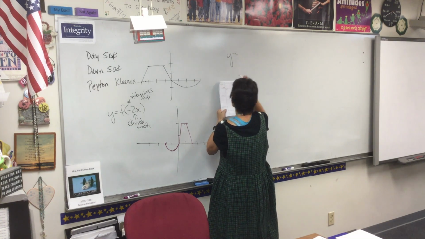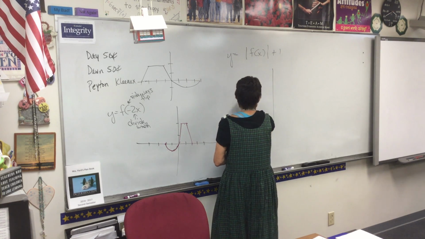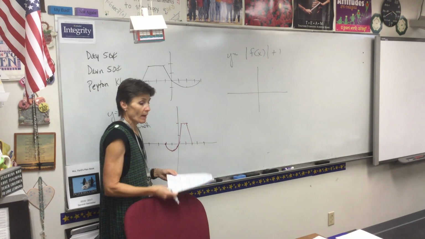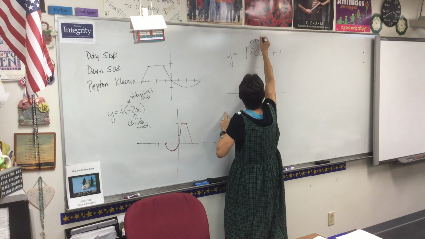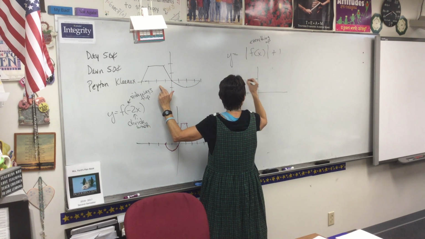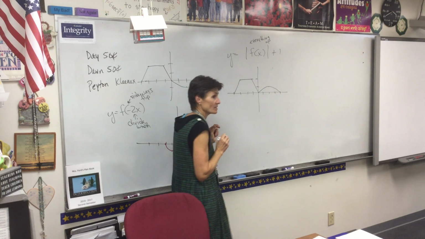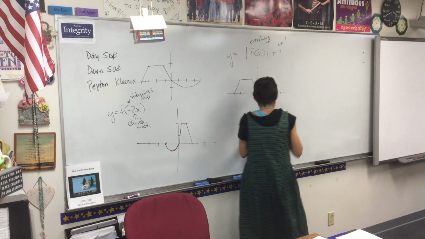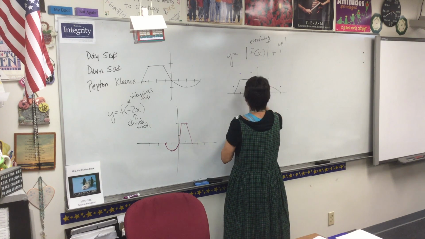All right, B says absolute value f of x plus 1. Okay, so absolute value, whole thing in absolute value. What does that do? Everything up. So that means the trapezoid is going to stay just like it is, but the semicircle is going to come up. Is that okay with everybody so far? Now what about the plus 1 on the end? Up 1. So we're going to take every point and pick it up 1.